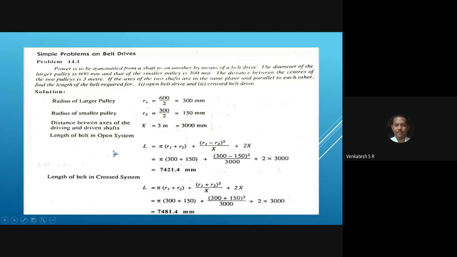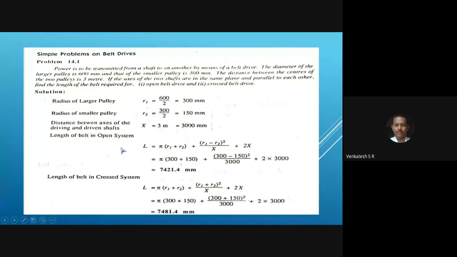You have the same type of problem in the examination. There may be change in the values of larger pulley and smaller pulley. See, I have 4 or 5 question papers. In one question paper you have 1000 millimeter, in another question paper the smaller pulley is 400 millimeter, and the distance between the two pulleys is in some question paper 4 meter or 5 meter.